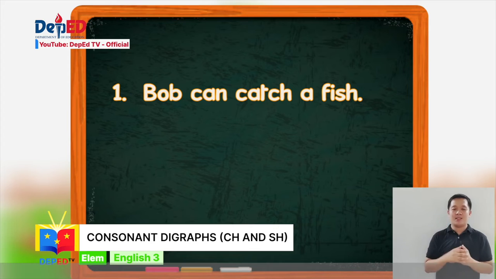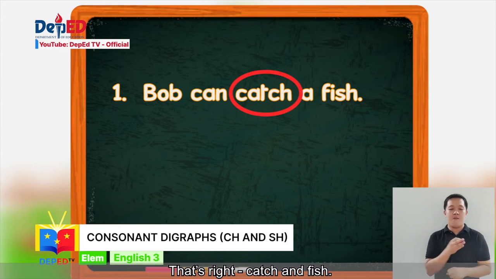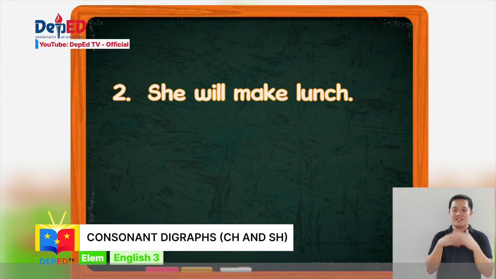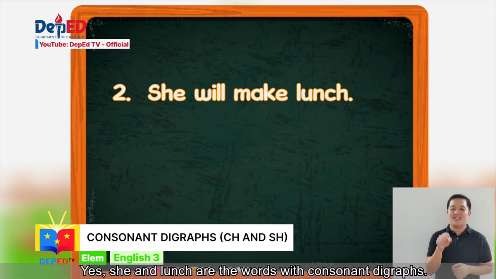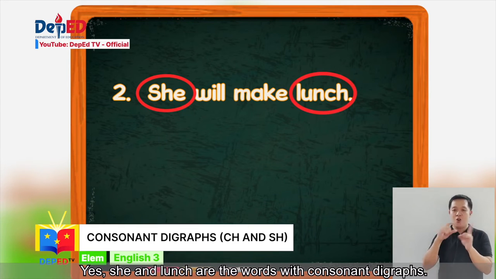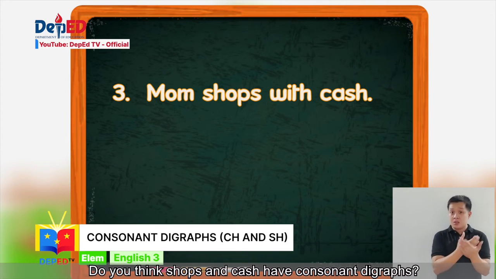Number 1. Bob can catch a fish. What are the words with consonant digraphs here? That's right, catch and fish. Number 2. She will make lunch. How about in this sentence? Yes, she and lunch are the words with consonant digraphs. Number 3. Mom shops with cash. Do you think shops and cash have consonant digraphs? Oh yes!